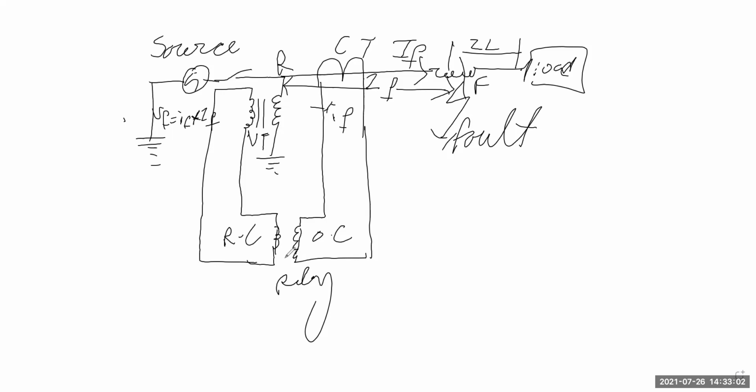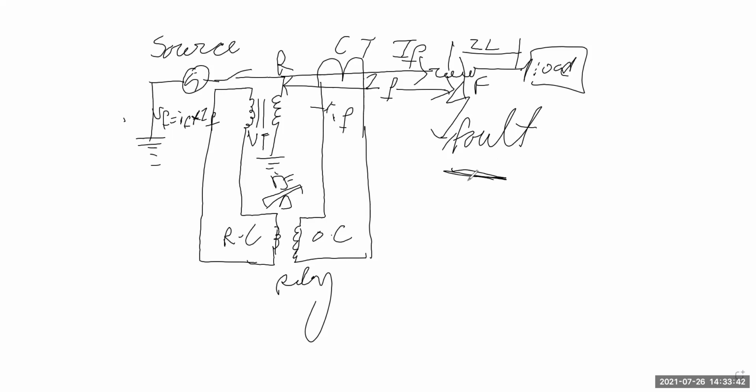Then the relay is connected to the circuit breaker. Over here you could write, trip. So it is connected to the circuit breaker as shown. When the relay operates, it sends the tripping signal to the circuit breaker, which immediately breaks and isolates this faulty line from the alternator.